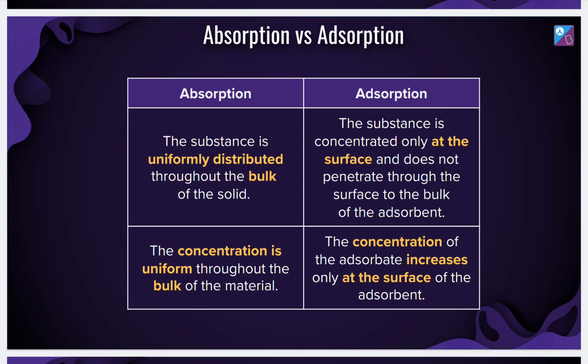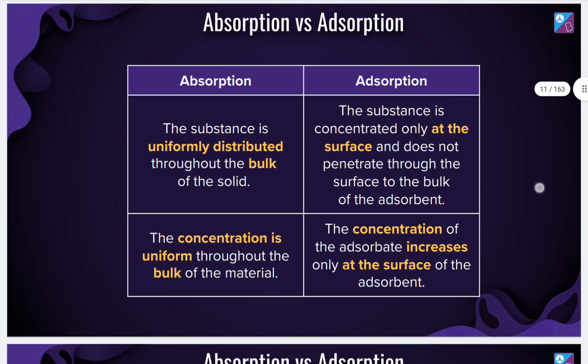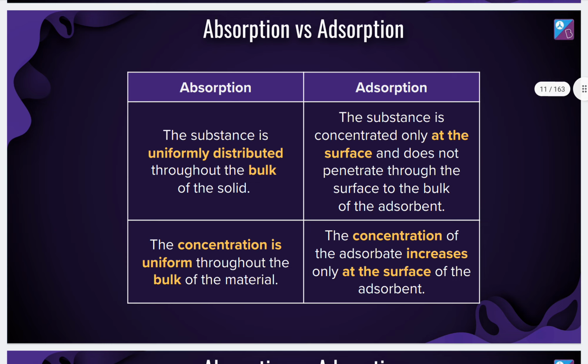Now we have the difference between absorption and adsorption. In absorption, the substance is uniformly distributed throughout the bulk of the solid. The concentration is uniform throughout the bulk of the material.